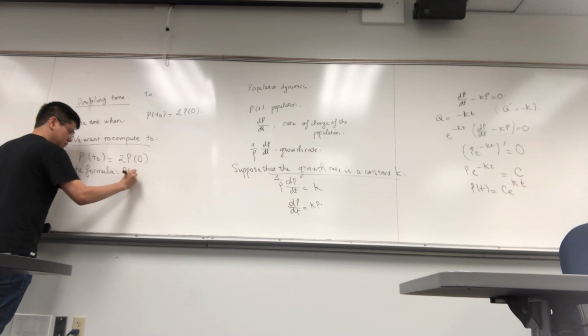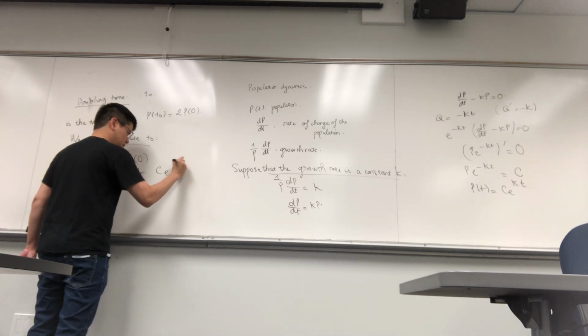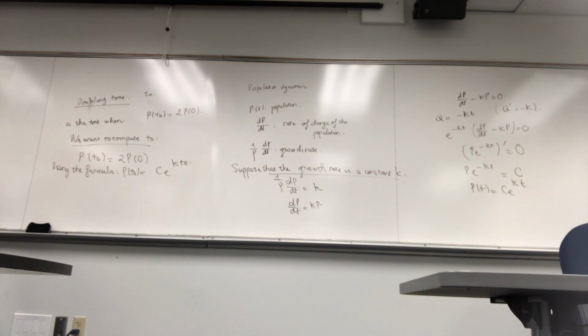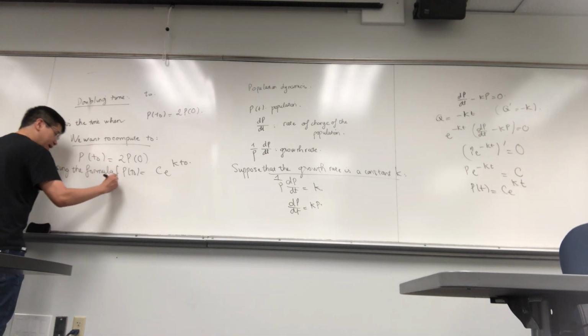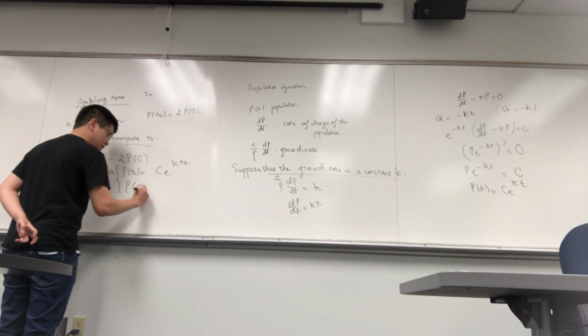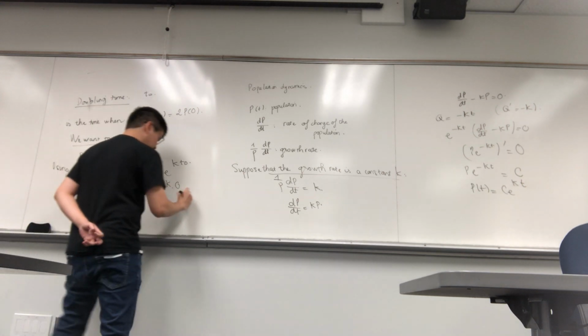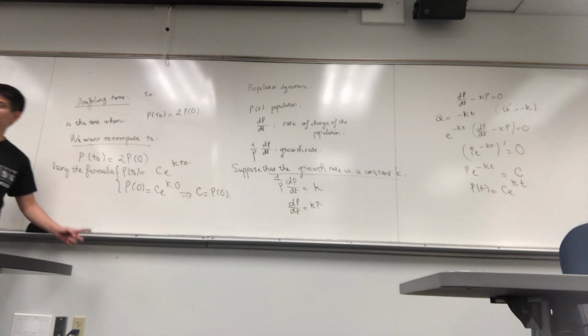So you have P(t0) is C e^(k t0). All right? So now, again, using this formula again, you're going to have P0 is C e^(k times 0). All right? Which means that C is P0. Right?